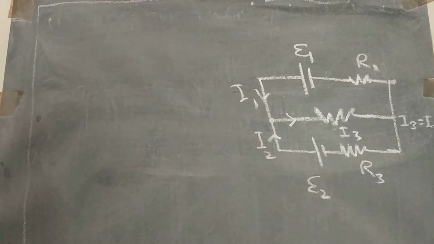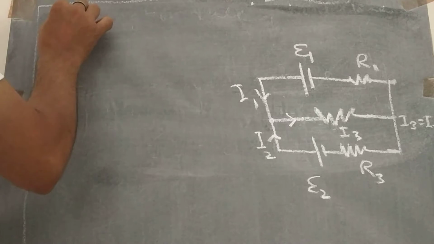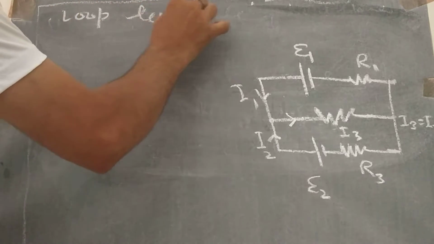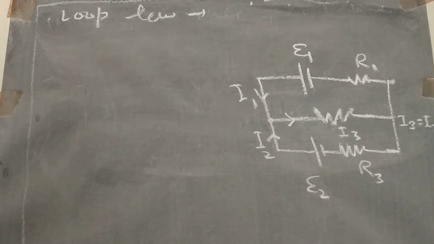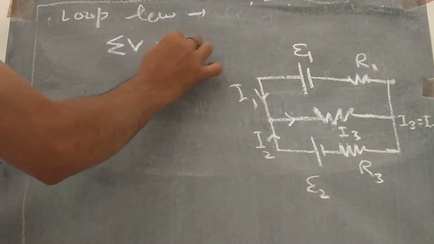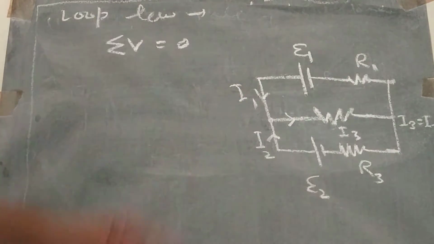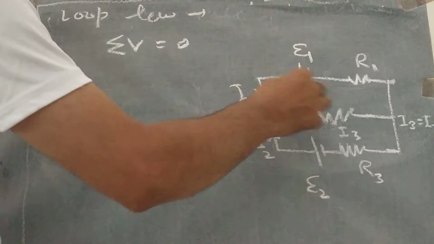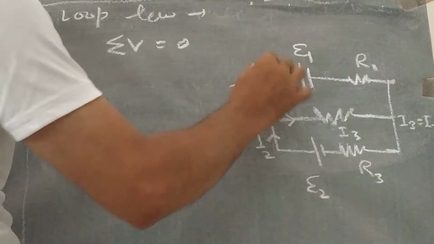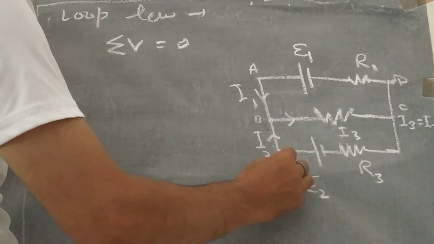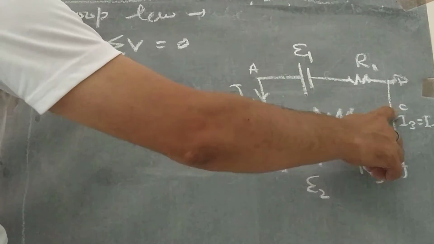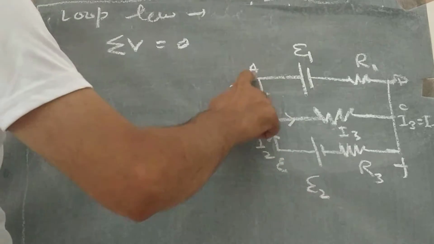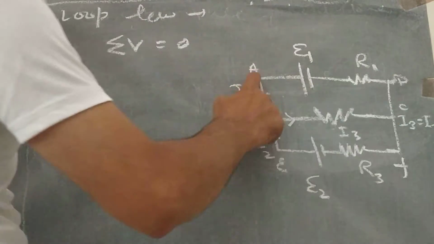So in this circuit we have to apply Kirchhoff's second law. According to Kirchhoff's second law or loop law, the sum total of EMF or voltage for a closed loop will be 0. So here there are a number of closed loops. First closed loop can be A, B, C, D. Second can be B, C, F, E or B, E, F, C, D. We have to close it. If we start from A, then we have to end with A also.